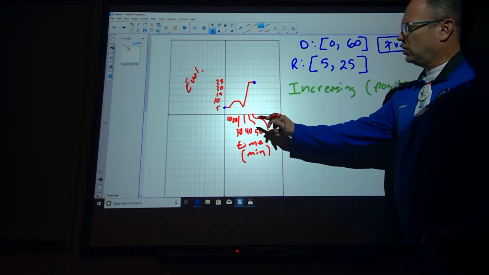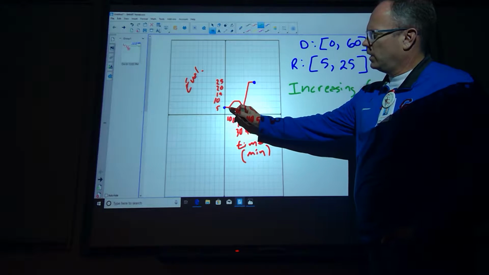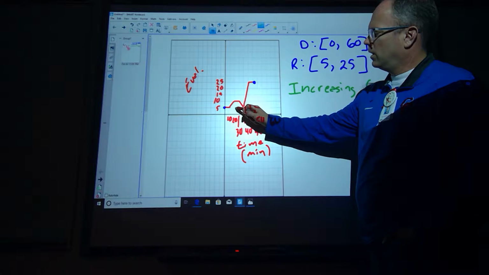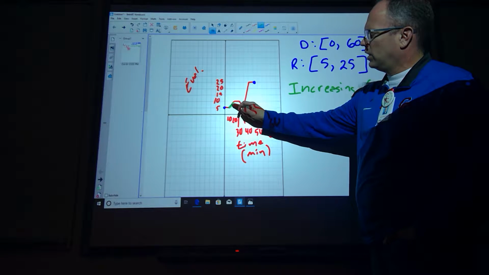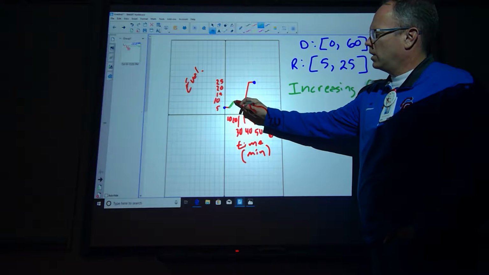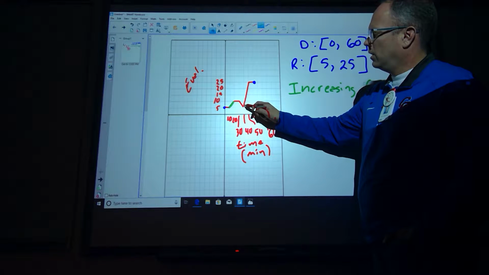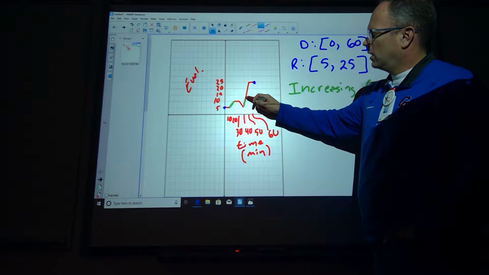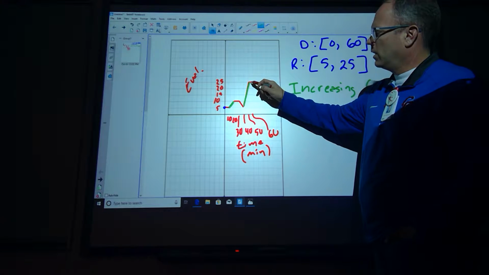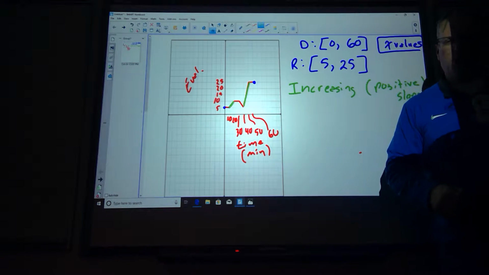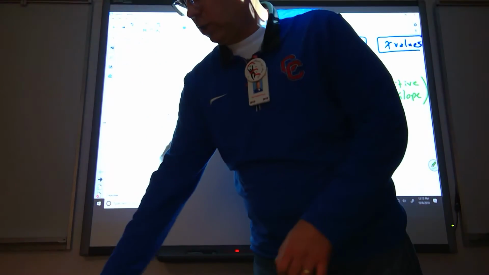So let me ask you this. Is it increasing from here to here? No. What about from here to here? Yes, so that's increasing. We'll make that green. What about here? No. What about here? No. Here? Yes. What about here? No. Okay. So it's increasing in two different spots.